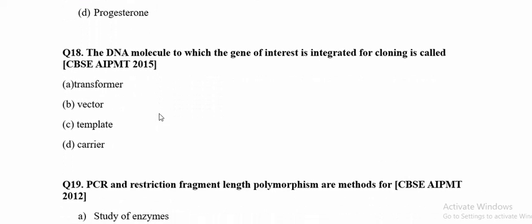The DNA molecule to which the gene of interest is integrated for cloning is called transformer, vector, template, or carrier. It is called a vector. I will show you how the vector looks. A vector is a circular DNA. The gene of interest is the red colored segment which is integrated into the circular DNA, and that makes a vector. So the correct answer is the vector.